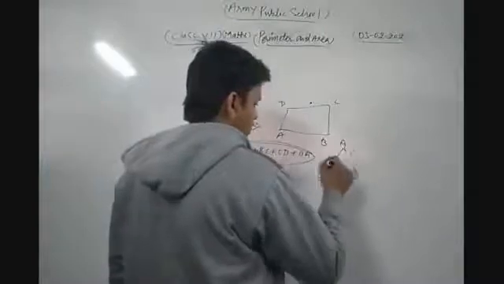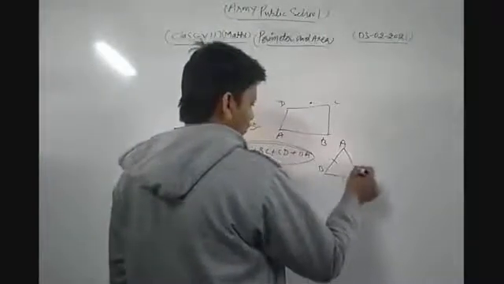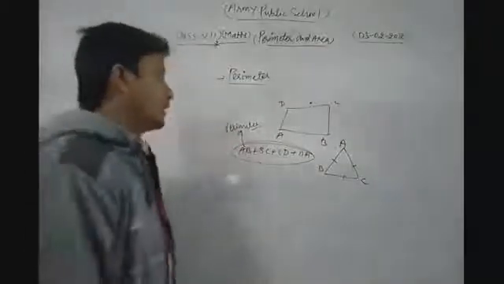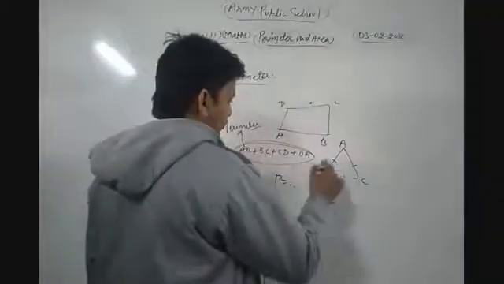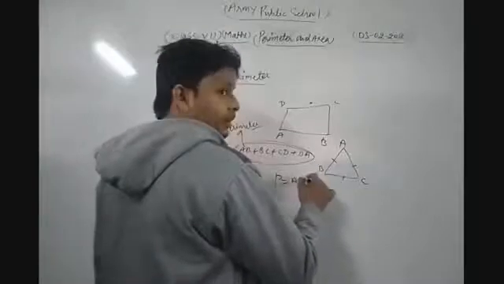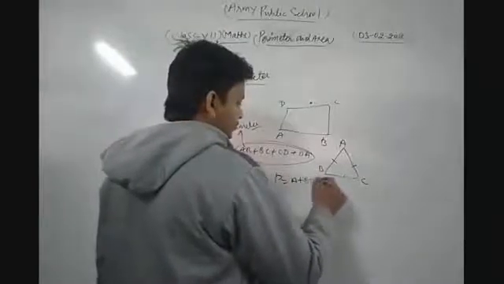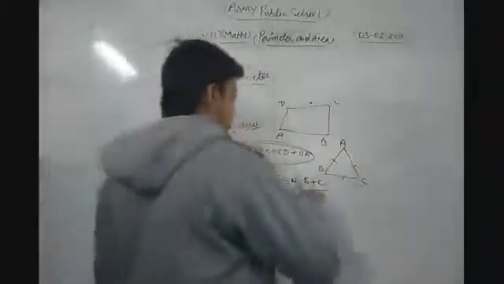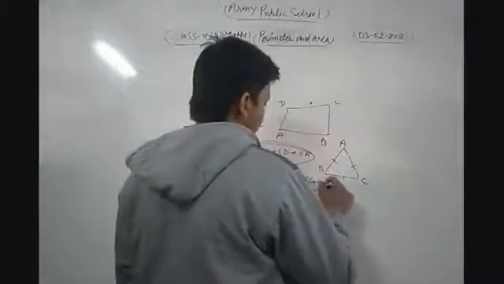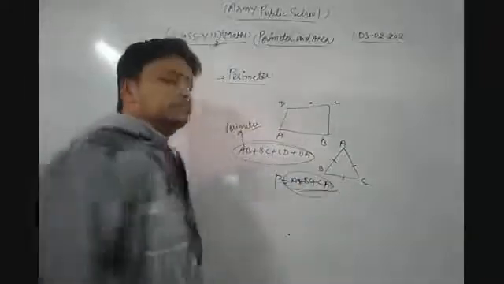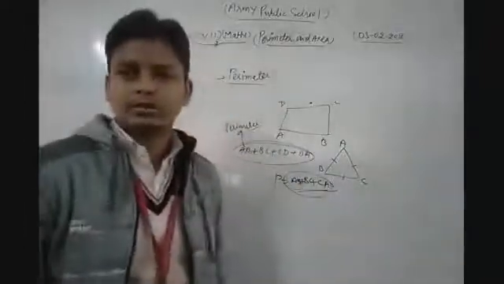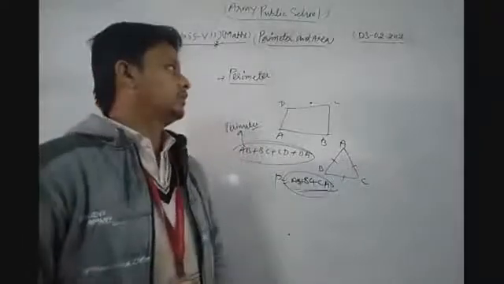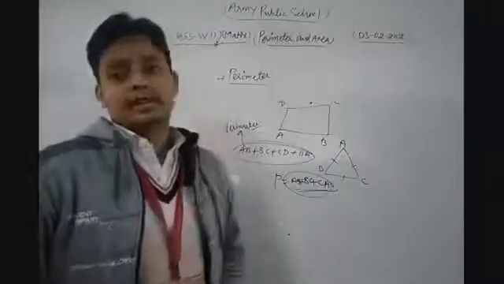In any triangle ABC, the sum of all its lengths is also called the perimeter. For that triangle, the perimeter is equal to AB plus BC plus CA. This is called the perimeter. Means the sum of the whole boundary of any geometrical figure is known as the perimeter. Now we are going to clear the concept of area.